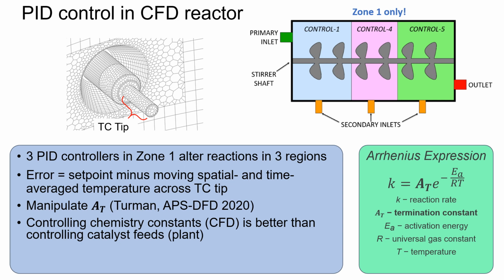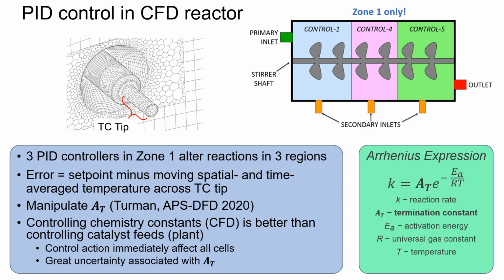But we do that in CFD. It's better for two reasons. First is when you make a controller change, instead of waiting for the catalyst to enter, which is what they would control in the plant, instead of waiting for that to enter and mix its way into the zone, by adjusting a chemical constant, you affect the entire zone you're controlling all instantaneously.